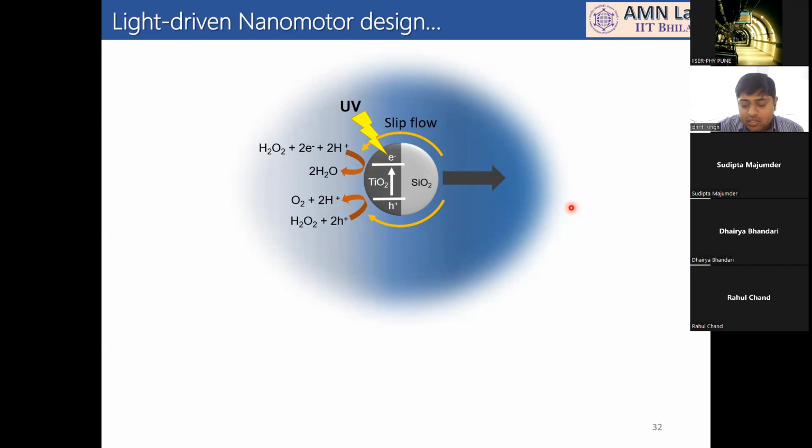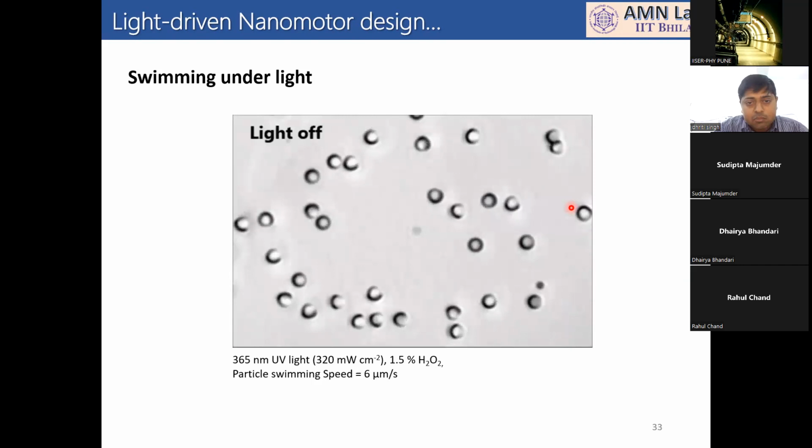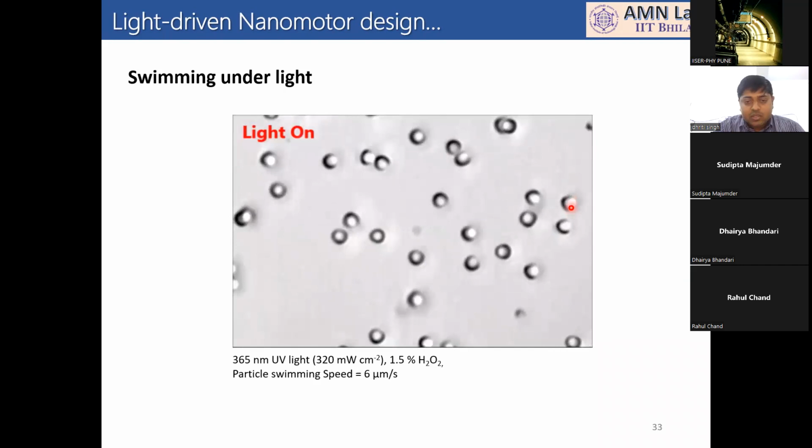So TiO2 provided very good control. Like here you can see in the video, these are the particles. Initially they are doing Brownian motion, and when I turn the light on, they start moving in random directions. So it means we have got control on switching on and off.